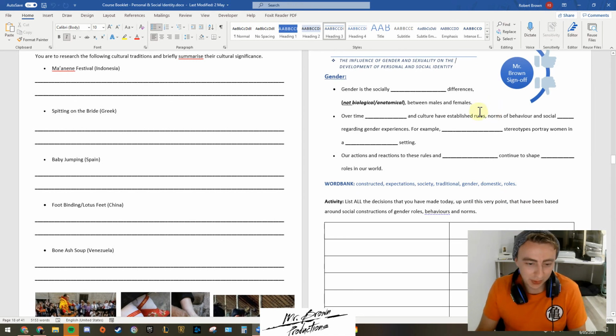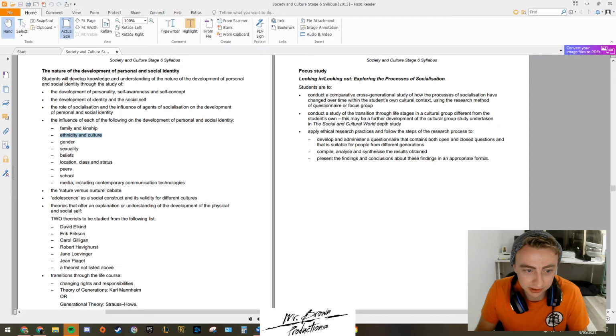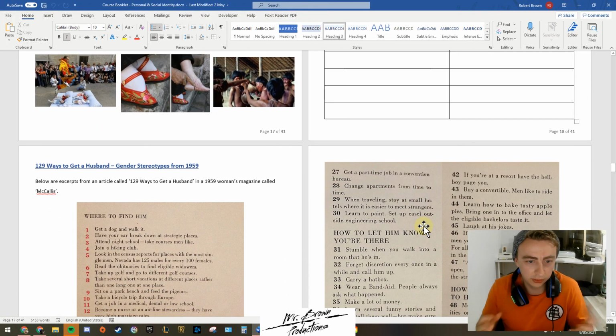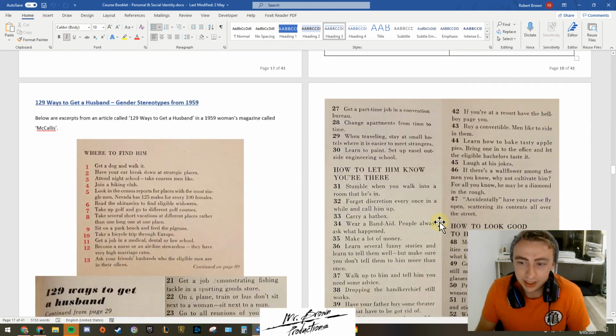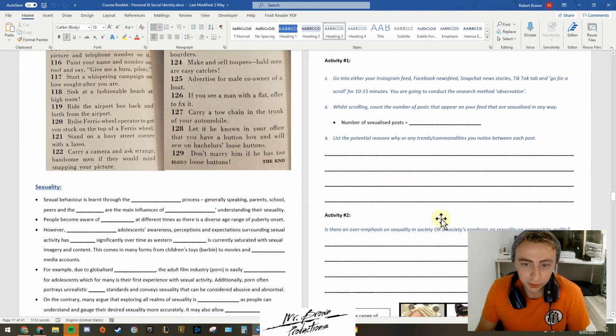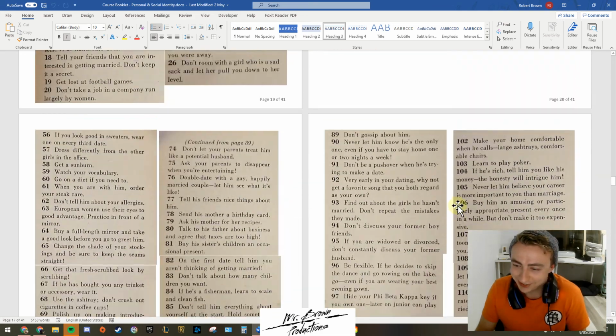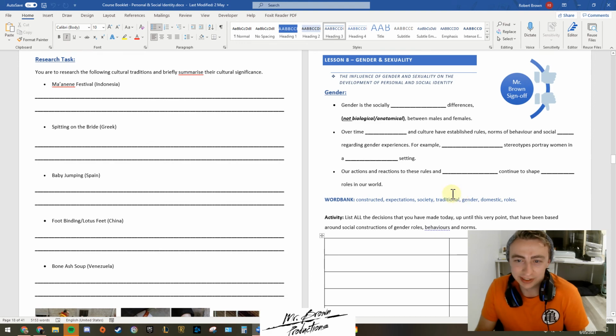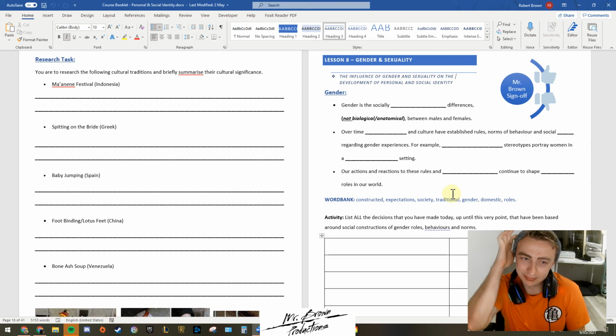Now, gender and sexuality. This is a very contemporary topic, you can say. Now, in the syllabus, they are separated, but we're going to do them in one lesson because a lot of the time they naturally go hand in hand. We've got a lot of cool stuff that we are going to look at today. Some very fun things, some very interesting gender stereotypes and cultural stereotypes, I guess, for lack of a synonym there, from back in the 50s to now.